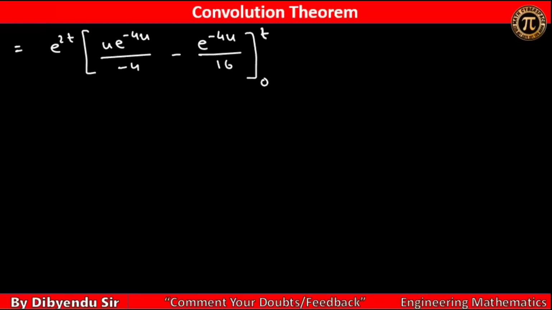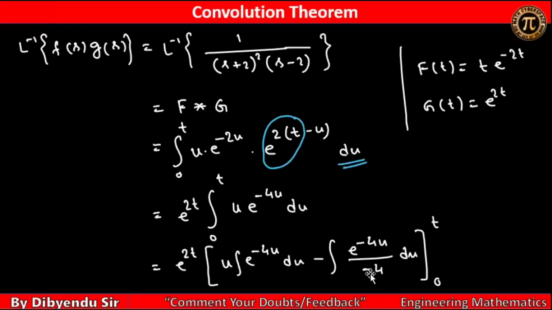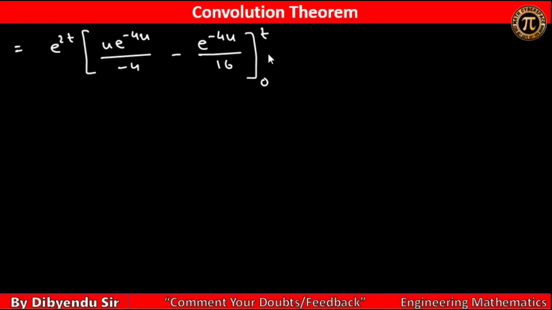Let me check again. So minus minus plus 1 by 4, and the integration of e to the power minus 4u will be e to the power minus 4u by minus 4. That means you are getting minus e to the power minus 4u divided by 16, and the integration limit is 0 to t. Now, upper limit minus lower limit.